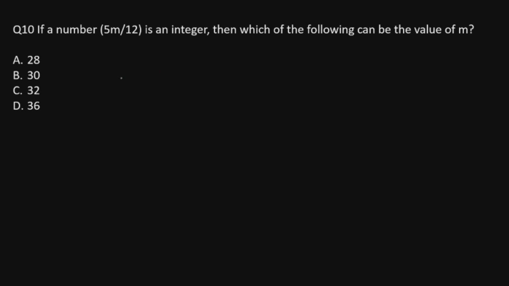Moving to question number 10. If 5m/12 is an integer, which of the following can be the value of m? So m is some multiple which is multiplied with 5, and the result should be in integer form. What is the format of an integer? The denominator should be 1. So we can assume this as x and solve it.